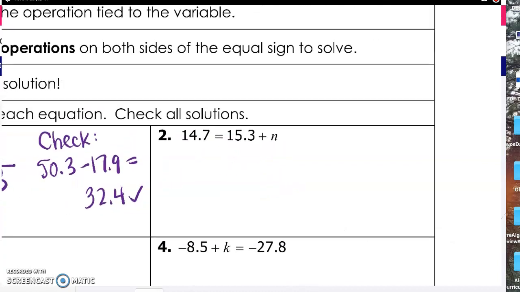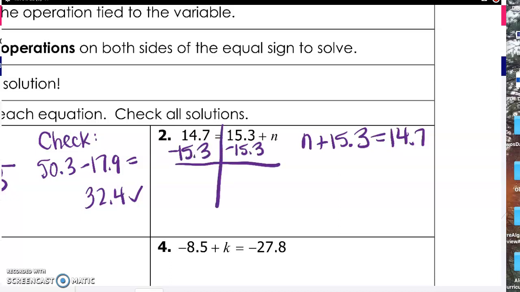Number 2. This one, it might be easier to rearrange. If you wanted to, you could rearrange it as n plus 15.3 equals 14.7. You don't have to rearrange it as long as you realize we're adding here and we're adding a positive 15.3. So to get rid of that, I need to subtract it. So we're going to subtract 15.3 from both sides.